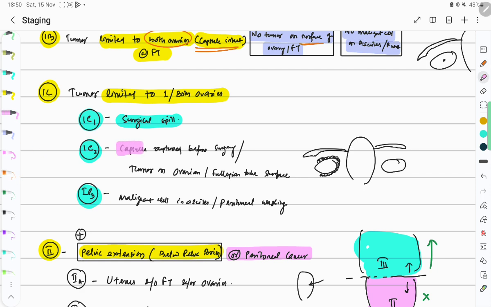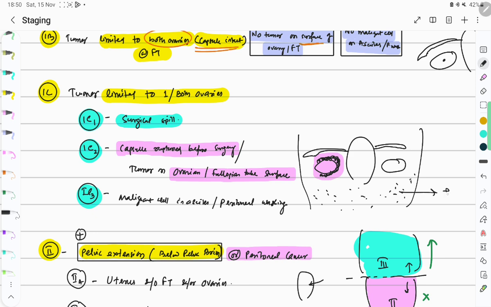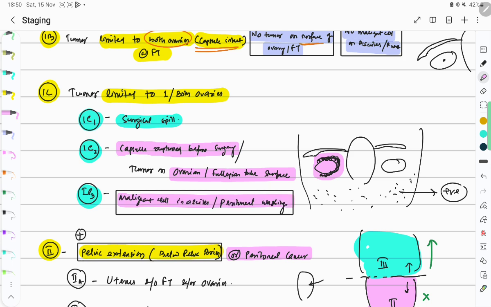Second, if the capsule ruptured before the surgery, or the tumor has come to the surface of the ovary, then it is 1C2. Now before starting the surgery, during staging laparoscopy or after opening the abdomen, we will collect the peritoneal washings. If the peritoneal washings come out positive, with malignant cells, then it is 1C3.